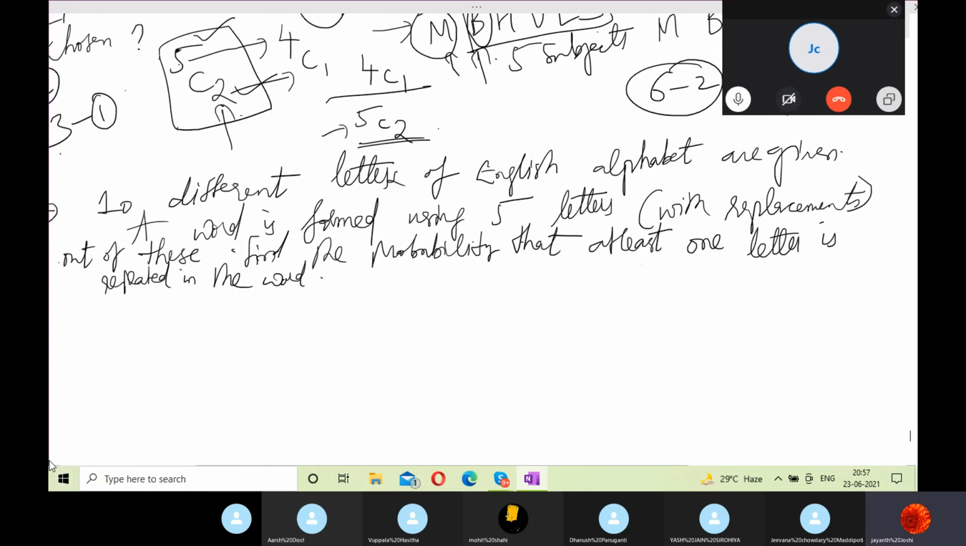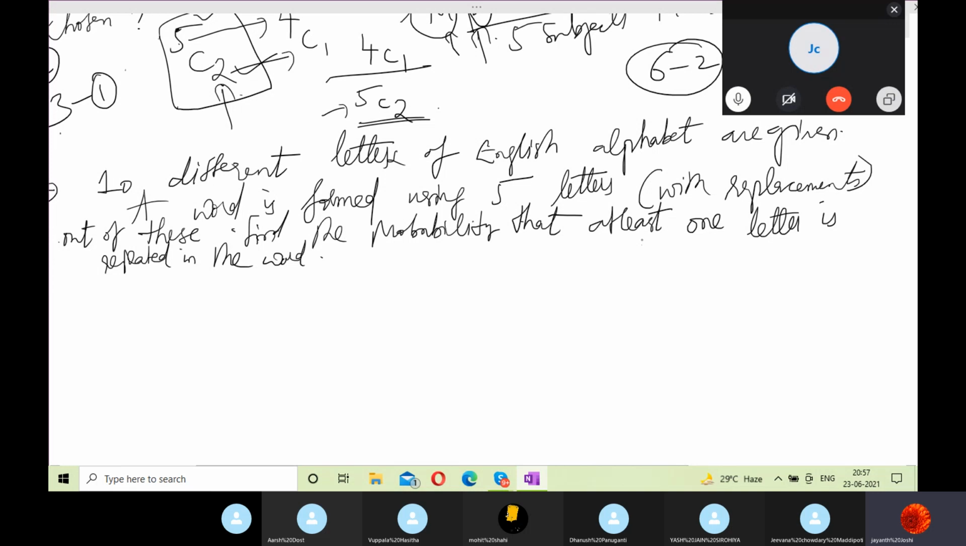See, this is also a very good question. 10 different letters of English alphabet, 1, 2, 3, 4, 5, 6, 7, 8, 9, 10 are given. Out of this, now a word is formed using 5 letters with replacements. So already I have given you that with replacement is nothing but this 10.